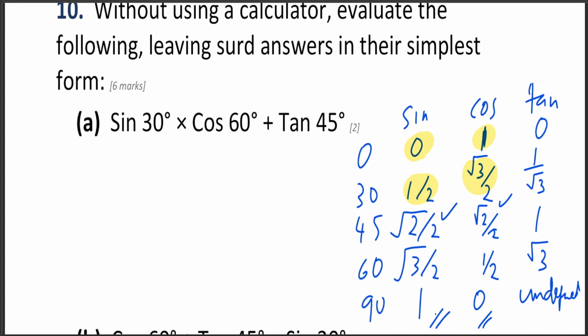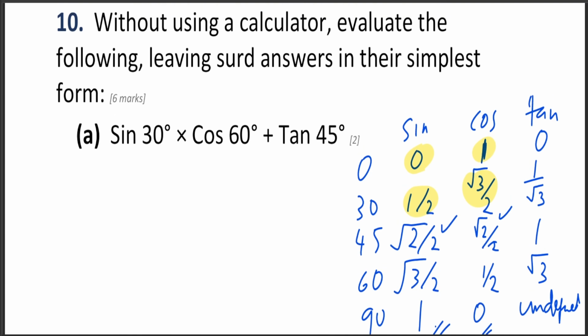Now let's come back to this question. Without using a calculator, evaluate the following, leave inside answers in their simplest form. Now sin 30 can be written as a half. So utachukua a half times cos 60. It can be written as this is cos 60, which is a half. Acha tu hizi highlighter zitatusaidia, lakini sasa tukitumia kwa kila mahali italeta balaa pia. So wacha tutumie hii highlighter.